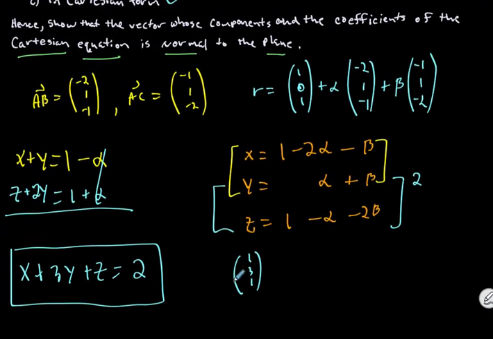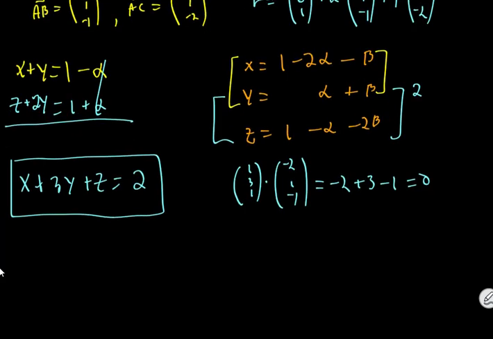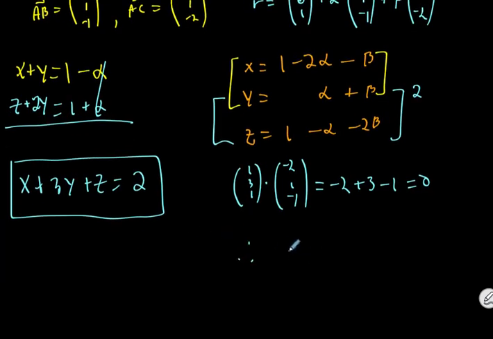Well, if that's our vector, and it's normal to the plane, then I can check any of the two vectors that I have here. So what happens if I take the dot product? If it's normal, it should be equal to 0. So if I check this one, I'll go (-2, 1, -1), right, and do the dot product, and this would be -2, this would be +3, and that would be -1, and that is 0. So therefore it's normal to the plane.